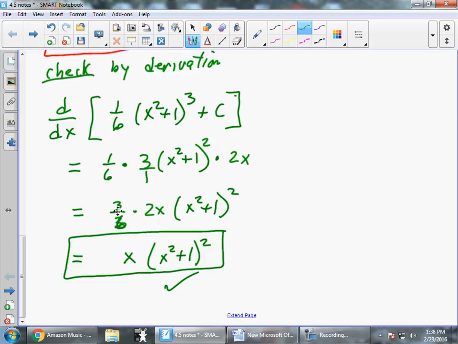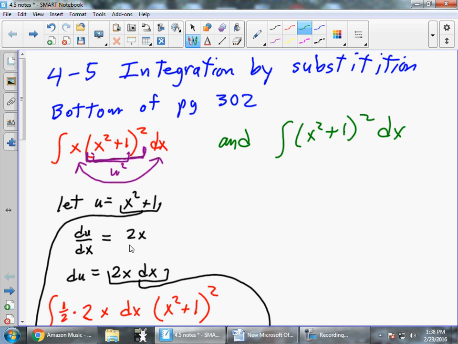Now, Orion's right. You can expand that and not use substitution. That's totally fine. But let's check this one. Same thing, the author says. And this is the part that bugged me. They didn't expand. Let u equal x squared plus 1. Same thing. The derivative of u with respect to x equals 2x. Same thing. Du equals 2x dx.